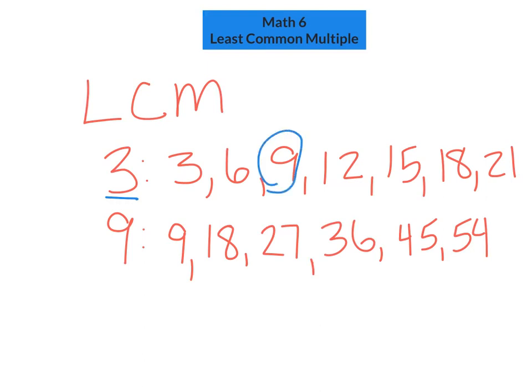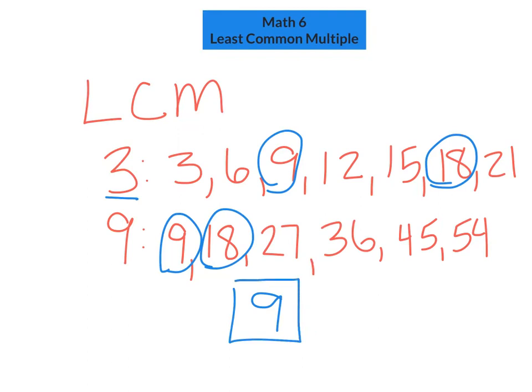For least common multiple, you are finding the number that is in both lists and is the smallest. So we know that they both have a 9, they both have an 18, and that's it on these two lists. So out of these two lists, which is the smaller number? 9. So the least common multiple between 3 and 9 is 9.